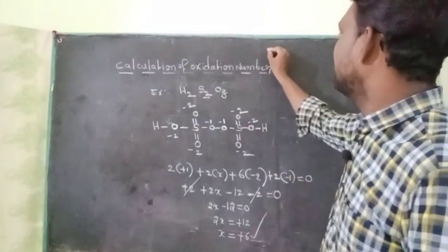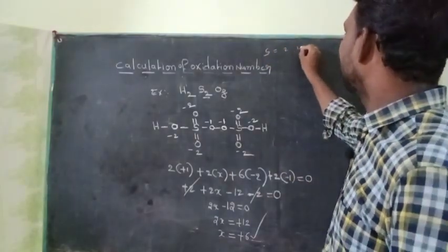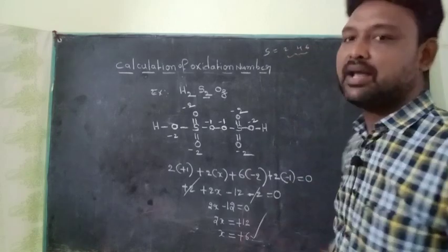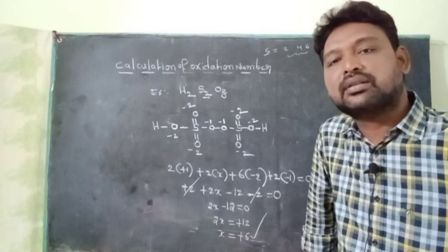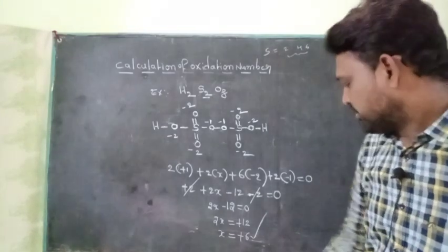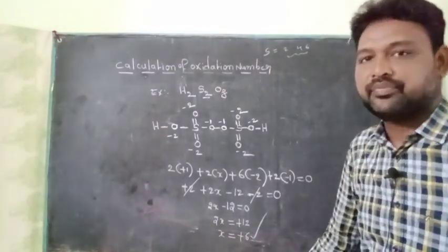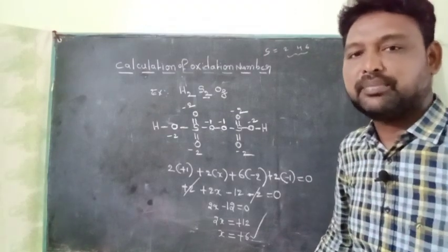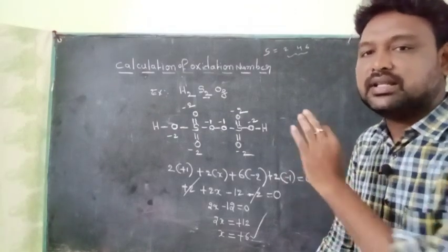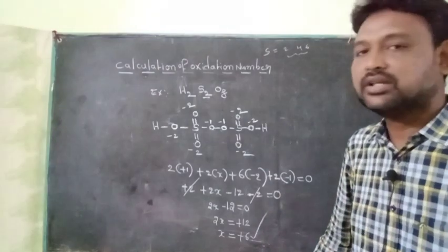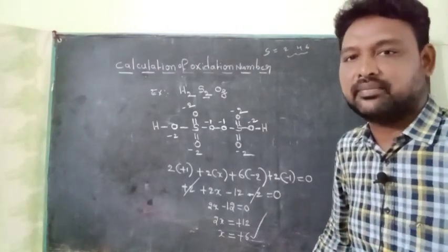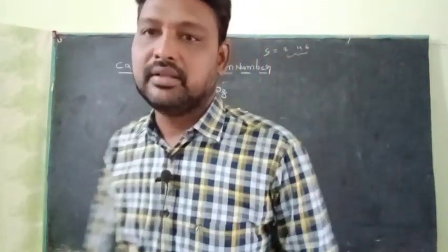Sulfur exists only in 2, 4, 6 oxidation numbers. These 3 numbers exist for the sulfur oxidation number. Any other number is a wrong answer. Okay. So here +6 is the correct answer. +7 is the wrong answer, because this compound is a peroxy compound. This is not a normal compound, because 2 peroxygen atoms are there. Okay.